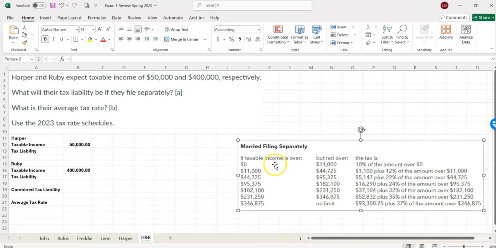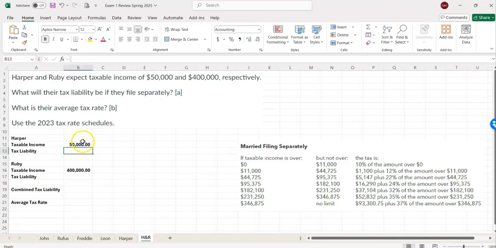We have the married filing separately tax rate schedule from 2023. Harper and Ruby expect taxable income of $50,000 and $400,000 respectively. What will be their tax liability if they file separately? What's their average tax rate?